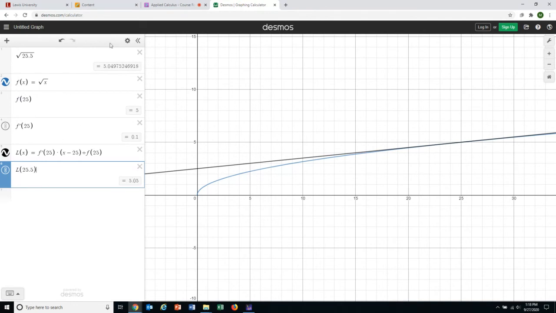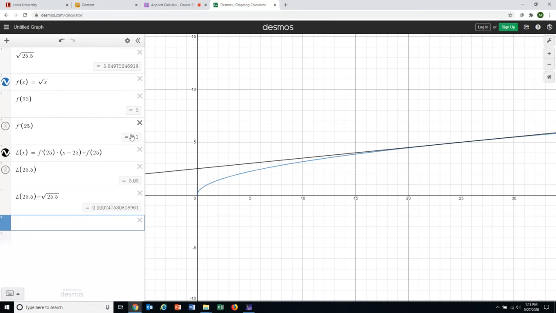We can see that this and this are very close. In fact, if we want to see exactly how close, we could type L of 25.5 minus the square root of 25.5. This tells us how much difference there is between those two values. They're very, very close together. If you ever needed to create a linearization or a graph for one, you'd want to make sure you not only graph the function, but also the linearization.